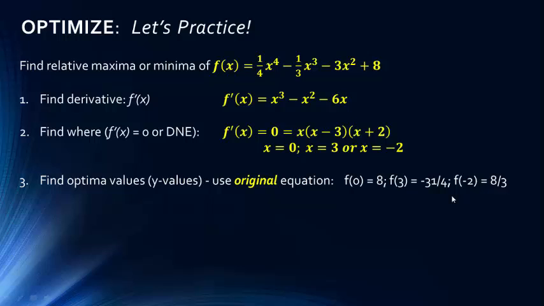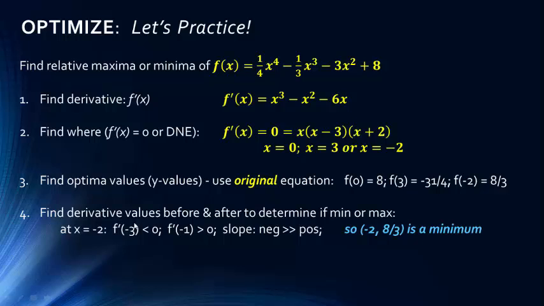Practice is key here. Now remember, what we're going to do is look for derivative values before 0 and after 0, before 3 and after 3, before negative 2 and after negative 2 to find out what each of these points are. Are they maximums or minimums?